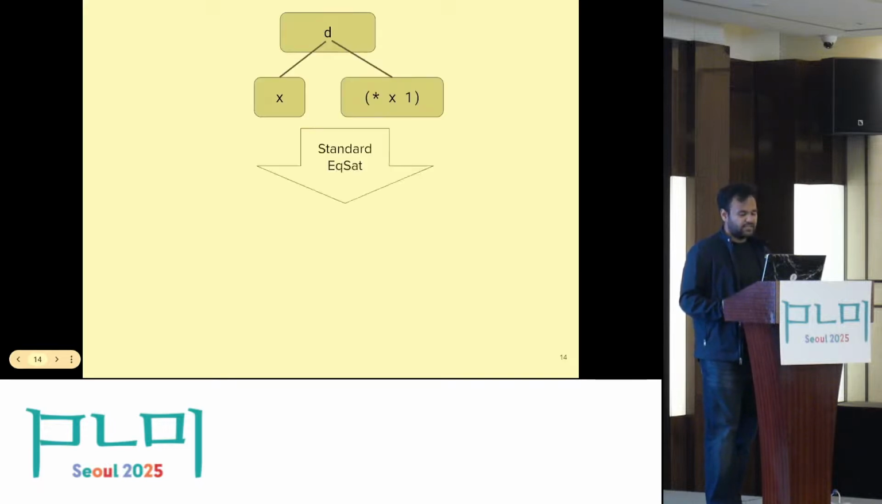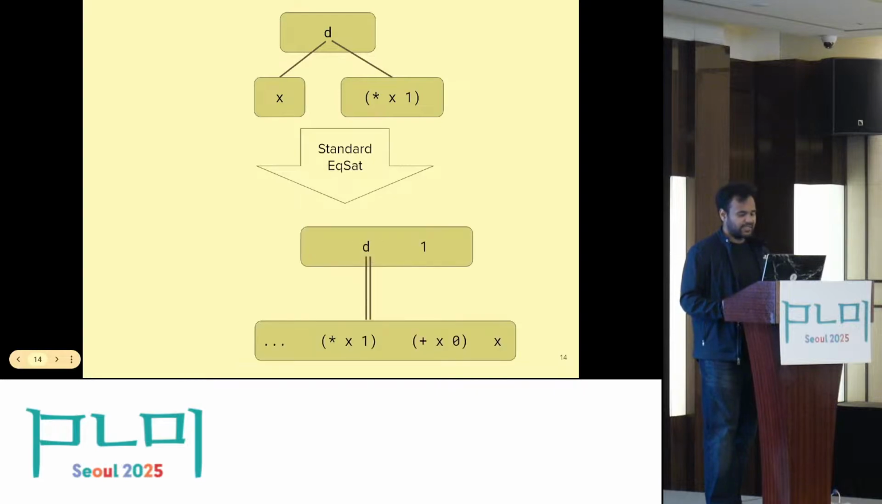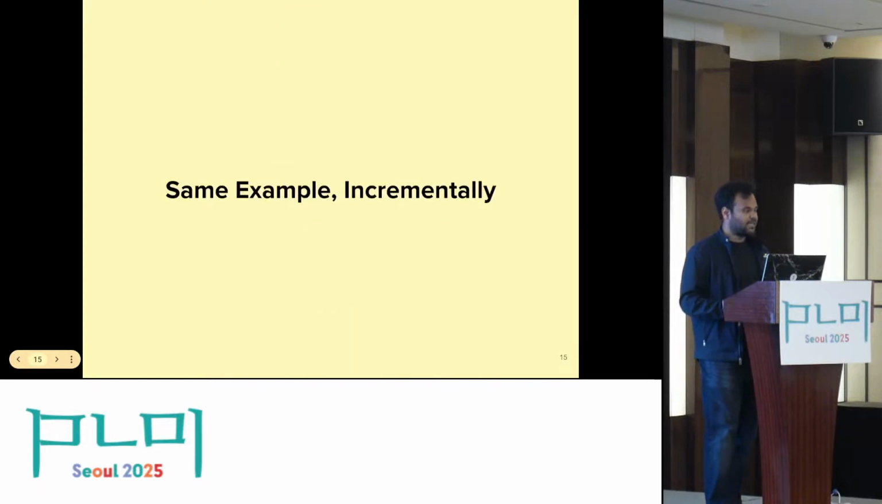We add it to an empty E-graph, run EqSat, and we get something like this. Note that the second x's E-class is the same as the previous term, but all these equalities had to be rediscovered by the algorithm. Now let's do the same example with incremental EqSat.